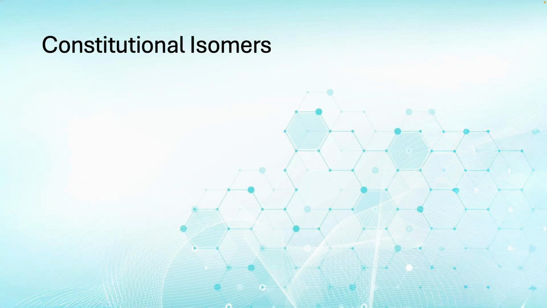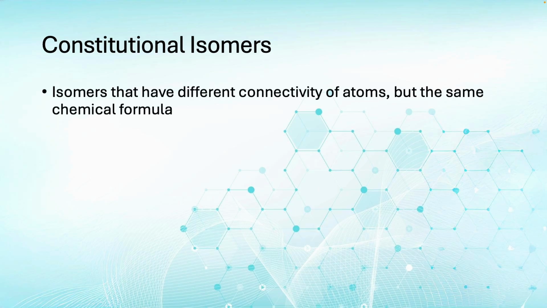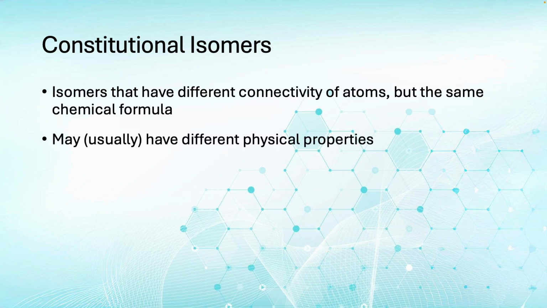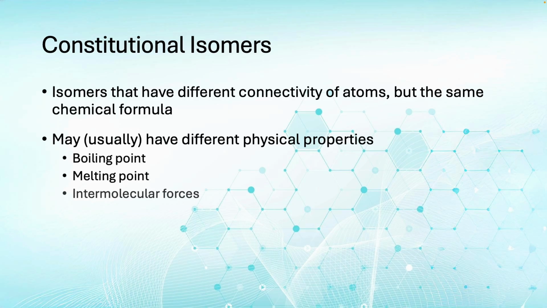Constitutional or structural isomers are defined as isomers that have different connectivity of atoms in 3D space and yet the same chemical formula. One example is straight-chain butane and all the common names for branched butane we learned in this chapter. The chemical formula is the same for all of them, C4H10, but the carbons are arranged differently. Isomers may have different boiling points, melting points, intermolecular forces, and solubilities.